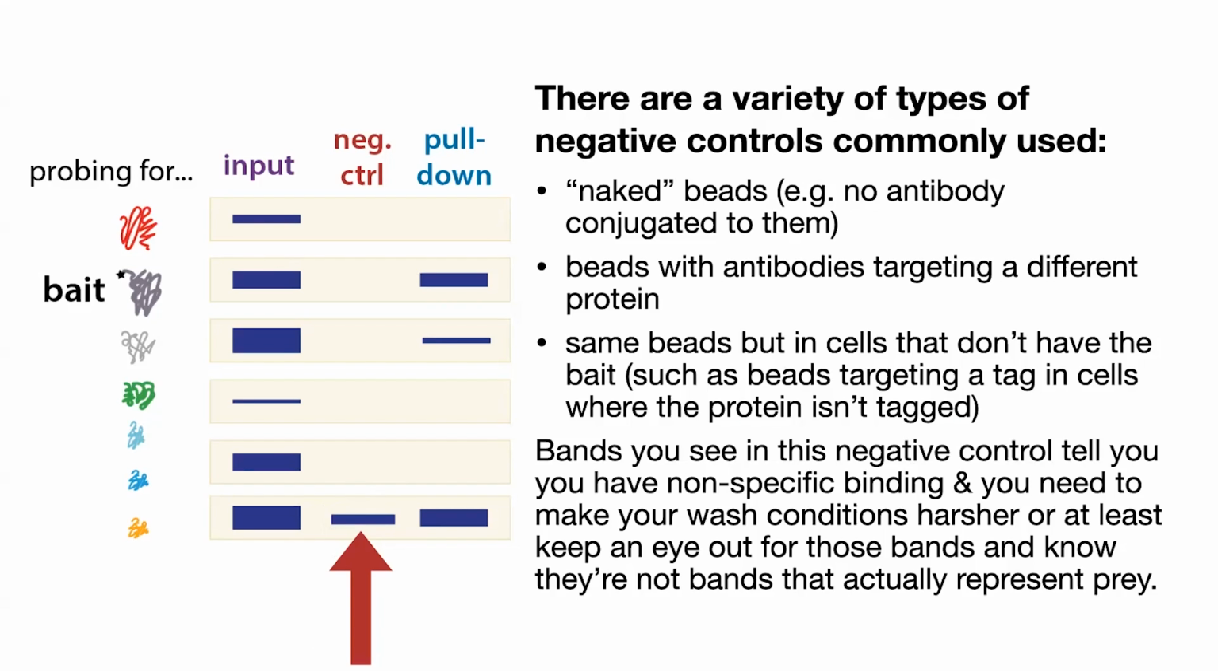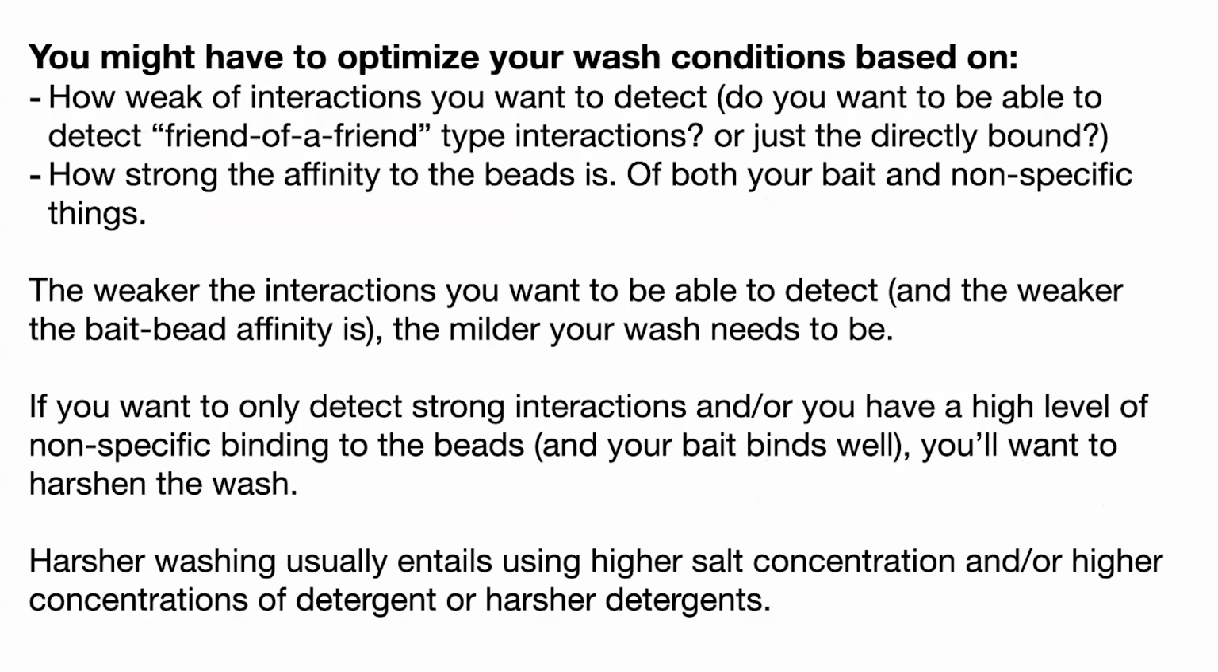Or if you're worried about making your wash conditions harsher because then you're going to lose your actual bait, just at least keep an eye on those bands. Know that those bands, if you see them in your analysis, don't represent true prey. They just represent non-specific interactions with the bead and not specific interactions with your prey. So in terms of those wash conditions, you're probably going to have to optimize them.